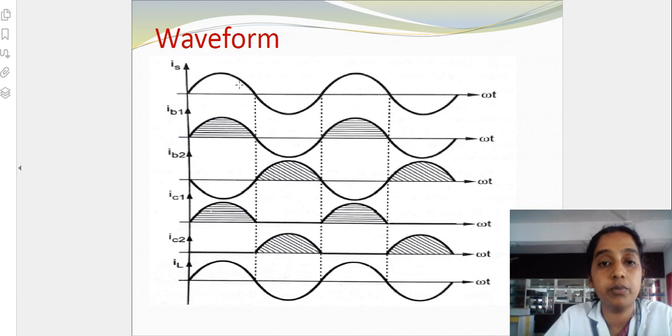So this is the input source current. This is the first output. This is the second output for the base. This is the collector current of transistor 1. This is the collector current of transistor 2. Hence at the output we get a continuous wave. So this is about the class B amplifier.